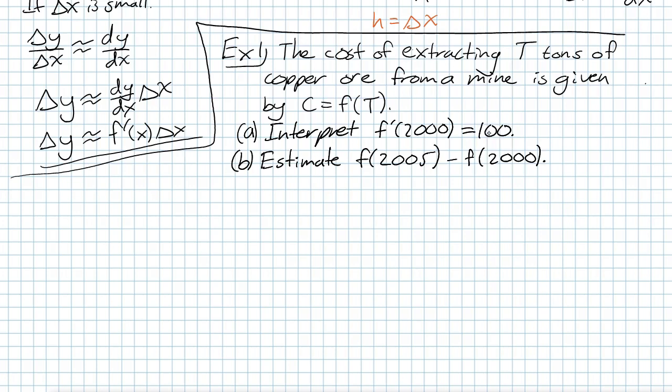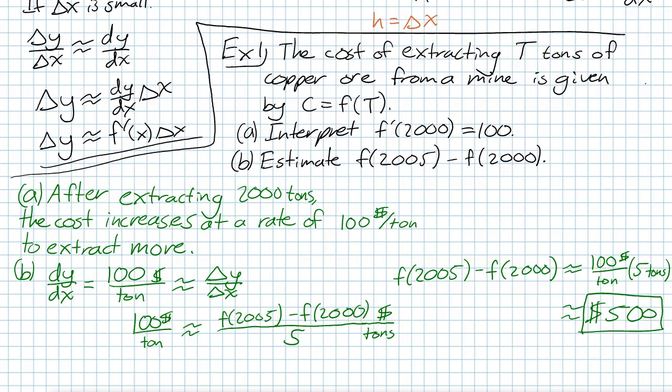And part B is maybe slightly trickier. Try to estimate this. Now is the time to pause it, because the answers will appear in 3, 2, 1. And here are the answers. So for part A, when the input into the function is 2,000, that means we're talking about when extracting 2,000 tons. So you could say after extracting 2,000 tons or when extracting 2,000 tons.